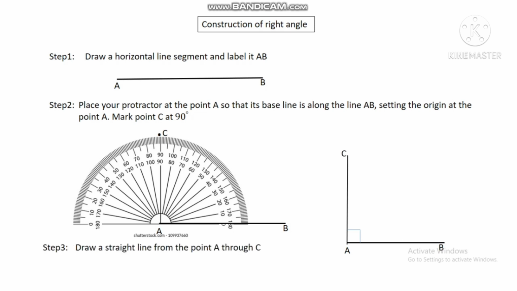In step 3, draw a straight line from the point A through C. Draw a line passing from A to C. This shows the angle of 90 degrees. So angle BAC equals 90 degrees. As you know, the angle is made at point A, so A is in the middle, so angle BAC is equal to 90 degrees. This is the way to construct an angle.